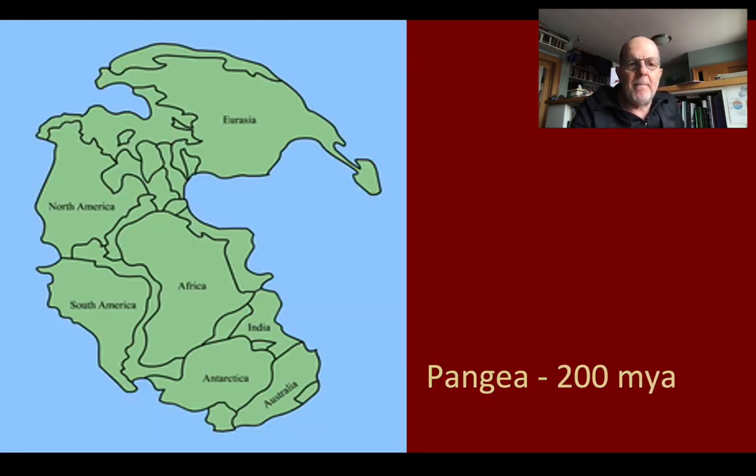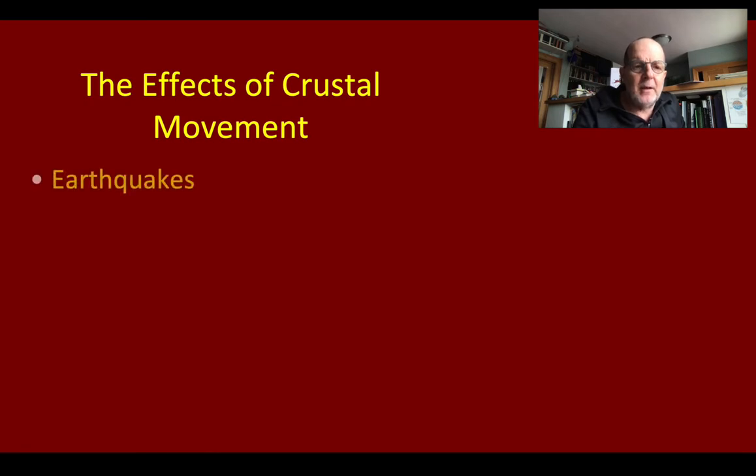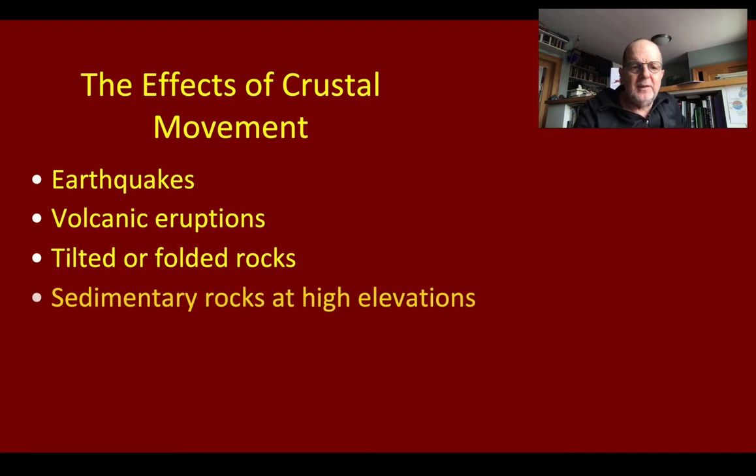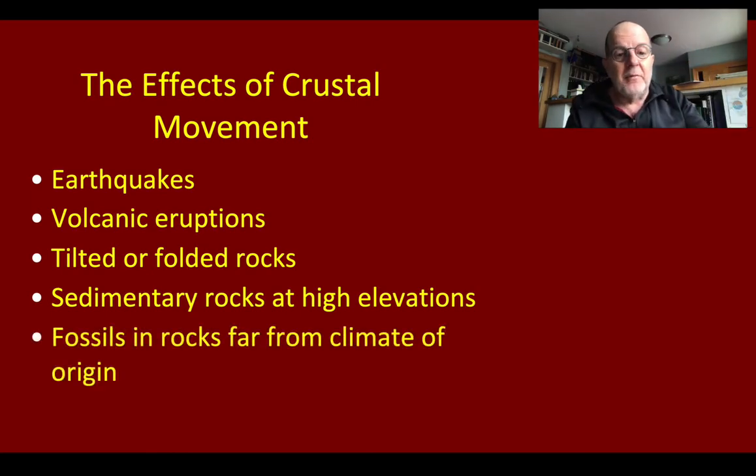Here's your Pangea. The effects of crustal movement: earthquakes, volcanic eruptions, tilted or folded rocks, sedimentary rocks at high elevations. Leonardo da Vinci, Petrarch the great poet, they were surprised to find signs of marine life up in the Alps, high in the Alps. How could that be? How could you get those fossils at the top of mountains? Fossils in rocks far from the climate of origin, such as the Glossopteris plant in Antarctica.